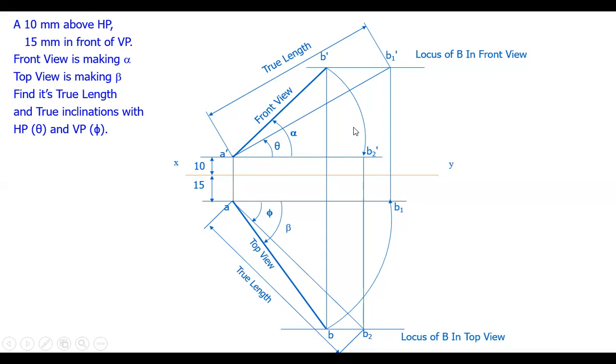Or else, if you want to test whether you have done it right or wrong, you can make a test. In both cases, you will get the same true length. True length is the same, there won't be any change. If there is any change, that means we have done something wrong. That is a check. So this is the way of getting the true length and the true inclinations.